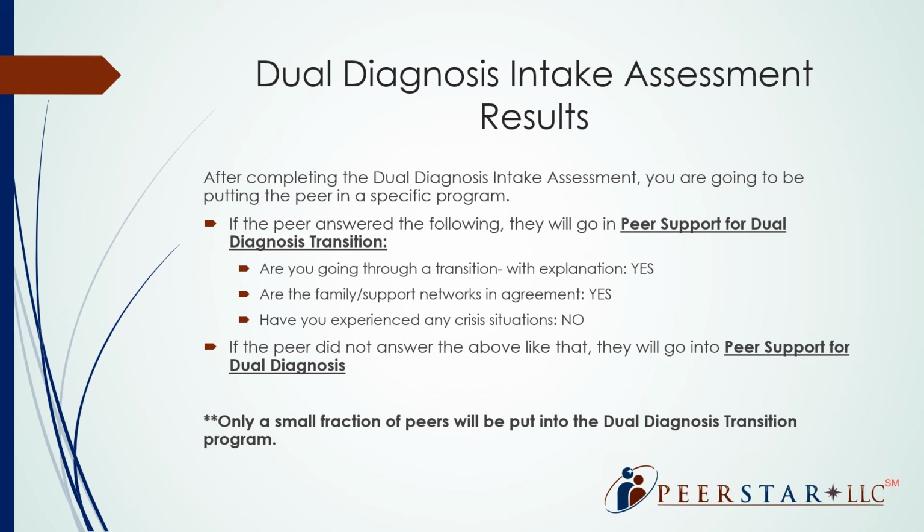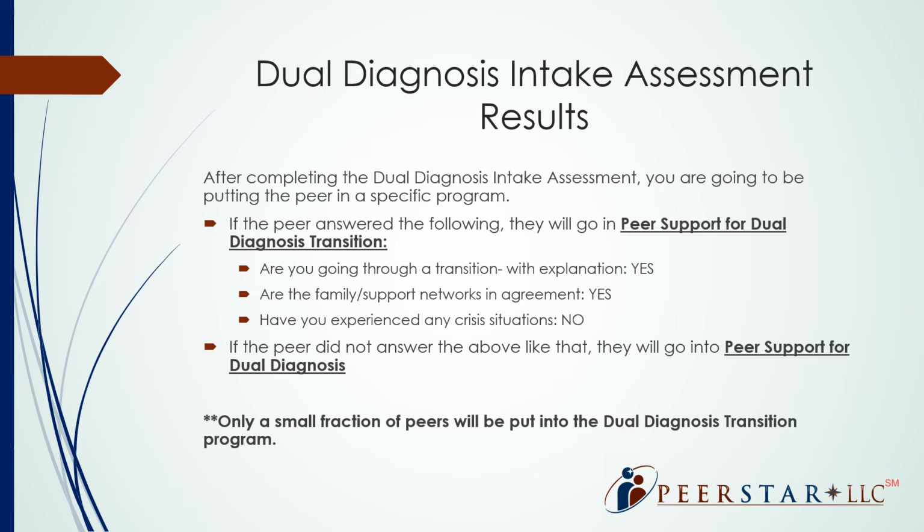If the peer answered the following, they will be going into peer support for dual diagnosis transition. Are you going through a transition with explanation? That answer was yes. Are the family support networks in agreement? Yes. Have you experienced any crisis situations? No. Those are the questions that really are important to tell me whether or not they're going to go into the transition program.